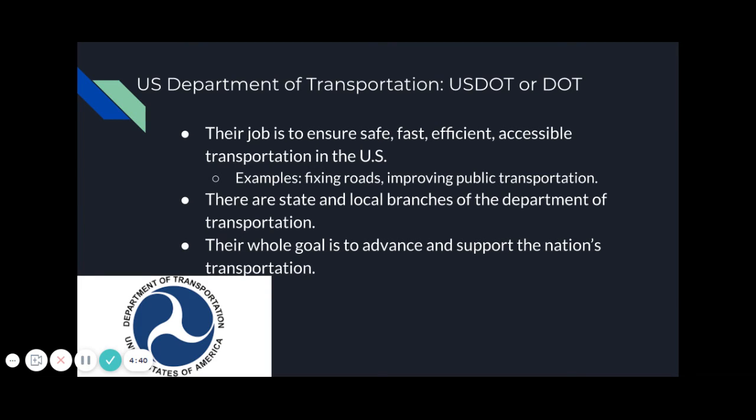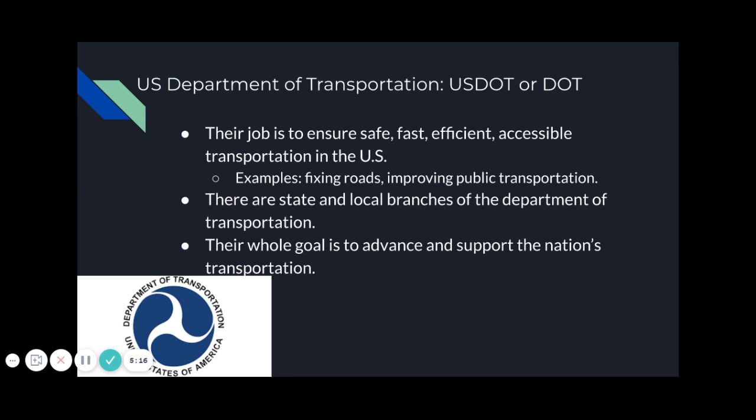We're going to call this the U.S. Department of Transportation. They call it U.S. DOT. In Ohio, our state department at this level is called ODOT, Ohio Department of Transportation. Their job is to ensure safe, fast, efficient, accessible transportation in the U.S. They do a lot of things. They fix roads, they improve public transportation, they regulate the transport of goods, they make sure that it's not dangerous. So for example, when you're transporting things like oil or natural gas, those are very flammable. So this is the department that oversees that to make sure it's safe.